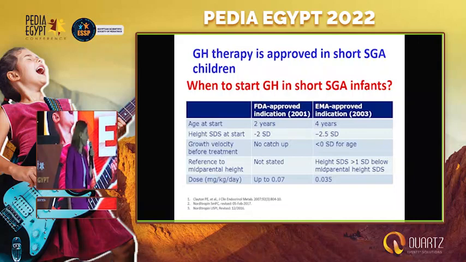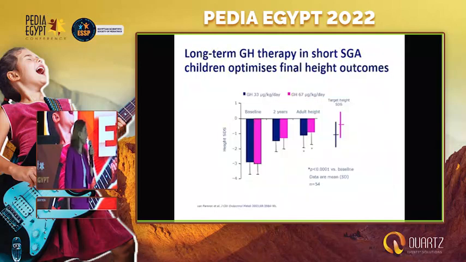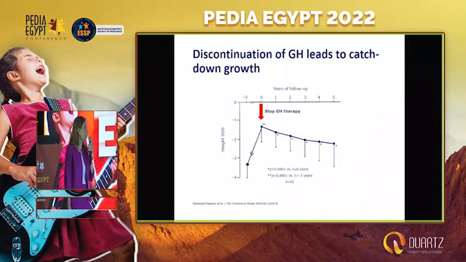And as you see, FDA approved it at the age of 2 years, while EMA approved it at the age of 4. And the dose here, you can see that in EMA, the dose is different from FDA, but this is the dose range that we start with according to severity. Indeed, long-term growth hormone therapy optimizes the final height in children born SGA, and the higher the dose, the earlier the onset, the more the response.